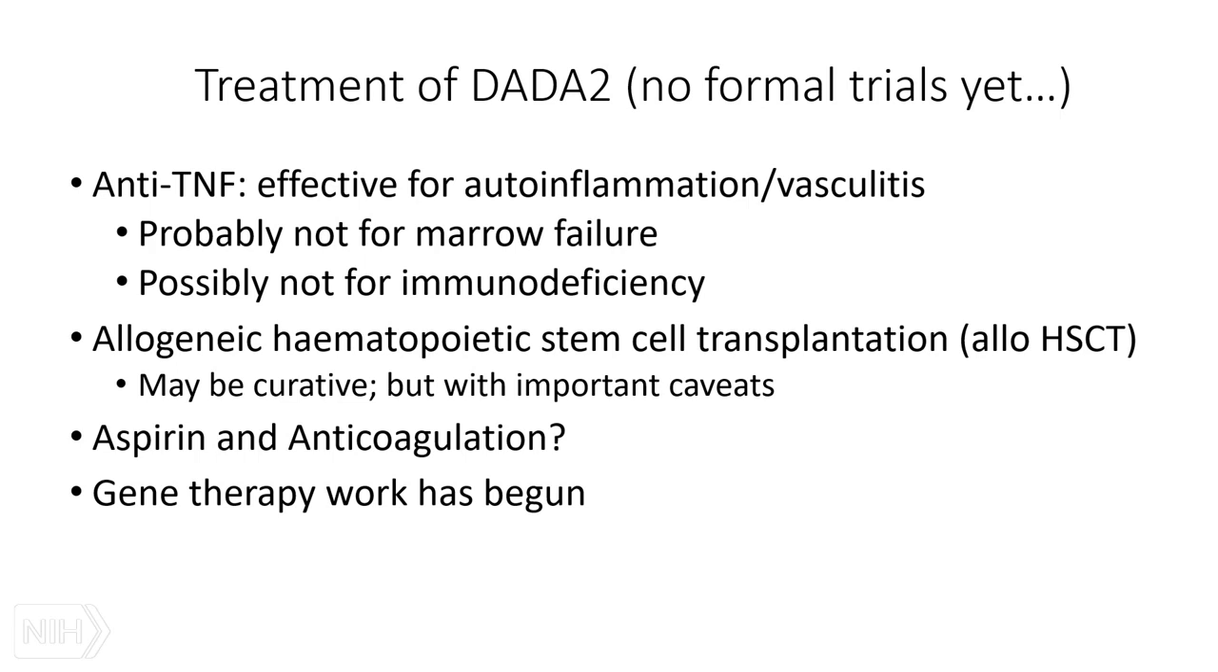So anti-TNF is definitely good for the autoinflammation and the vasculitis, probably not for the marrow failure, and possibly not for the immune deficiency. Allo-HSCT is going to be a very good approach. There's over 25 cases now done, but there are some caveats. Because this is a disease that can present with full-blown strokes, marrow failure and immune deficiency, or you can have the same genotype, absent enzyme activity, and have absolutely no symptoms.